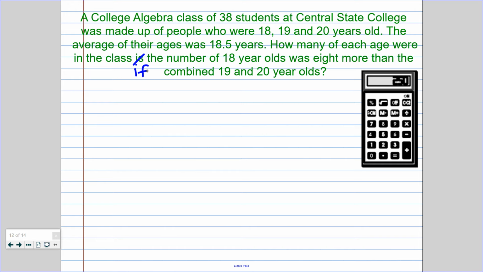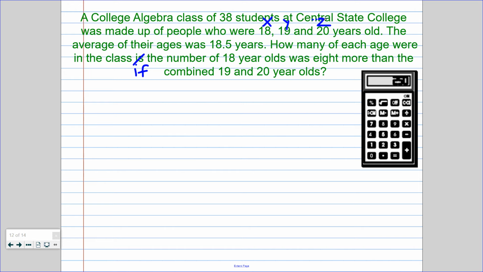In this example, our variables are X, Y, and Z, we're just going to use. So the number of 18-year-olds, 19-year-olds, and 20-year-olds. Normally I like to pick a variable that represents whatever we're solving for, but because they're a set of ages of students, I think X, Y, and Z will work fine. I'm just going to label at the top where I see 18 and 19 and 20, X, Y, and Z, so at the end I remember what's what if I have to label it.